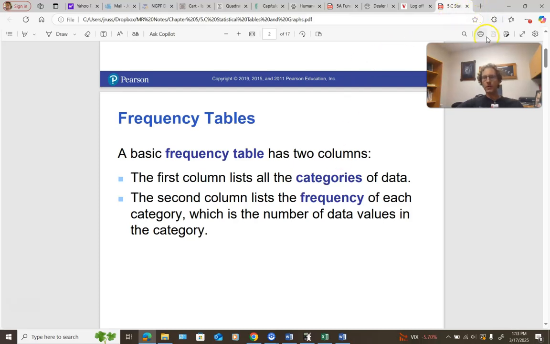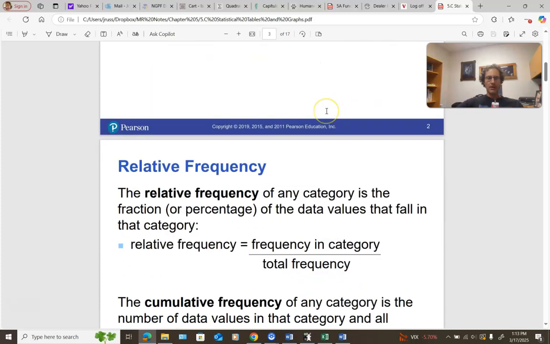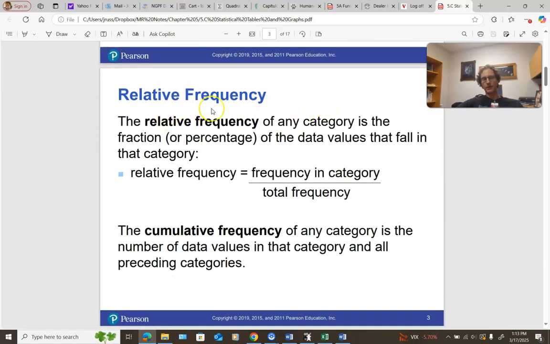And that's kind of what we're talking about. This is going to make more sense here in a little bit. All right, the next slide, the relative frequency. So the relative frequency of any category is going to be a fraction or percentage of the data values that actually fall in that category, divided by the total frequency.